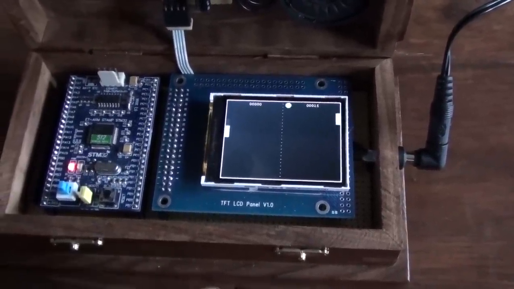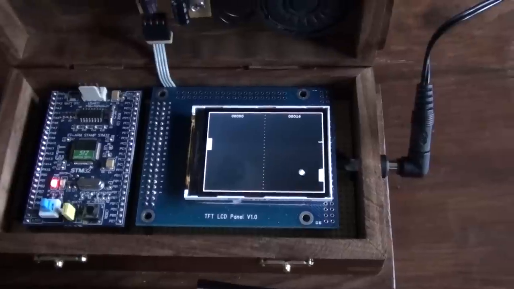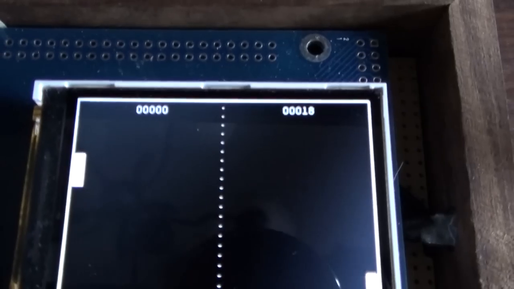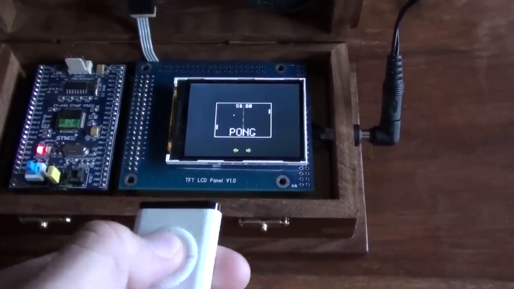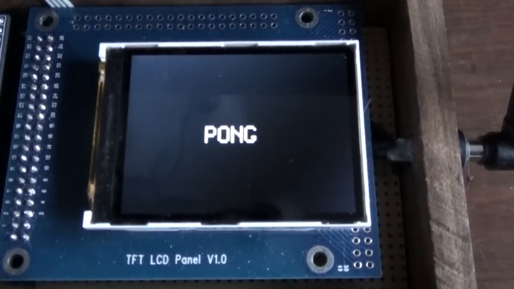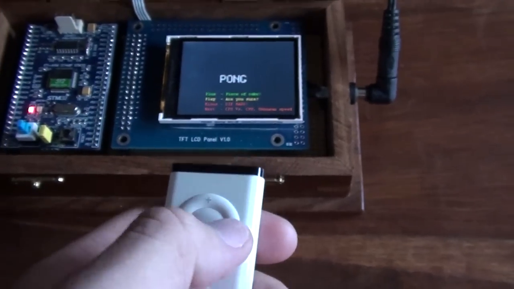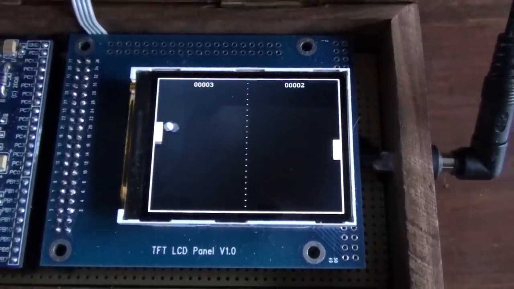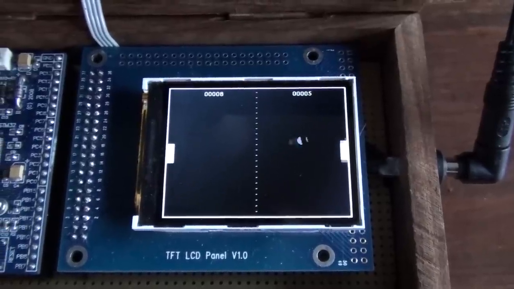But also here, it's difficult, even though we can have a high speed. You can see the computer is winning by a whole lot. But you might have seen the fourth and the last level. The CPU versus CPU, unhuman speed. Let's try that and see what happens. Yep, this is pretty unhuman speed.